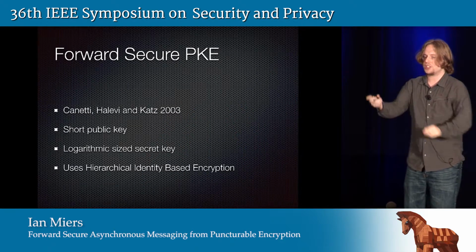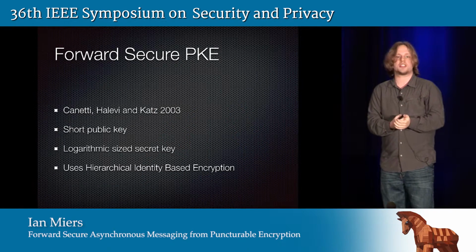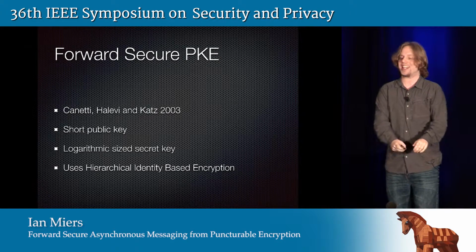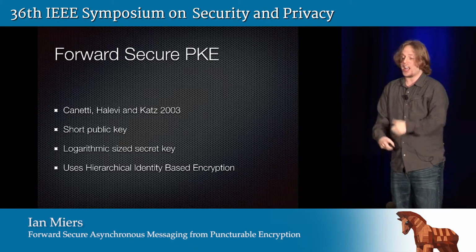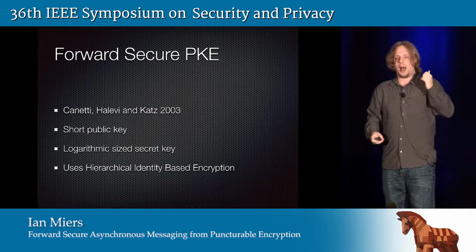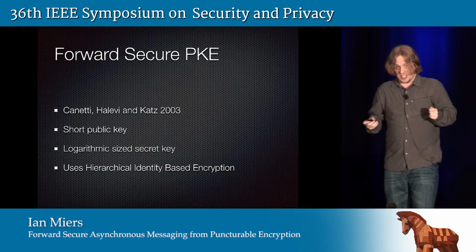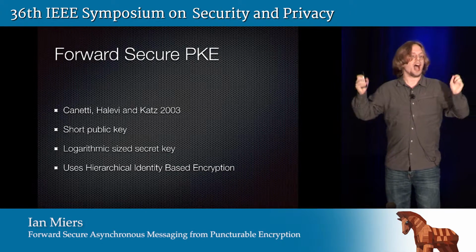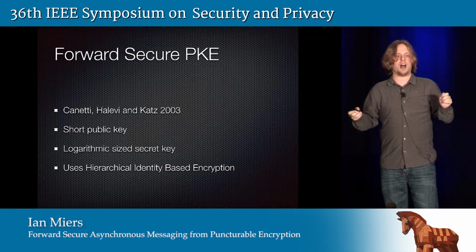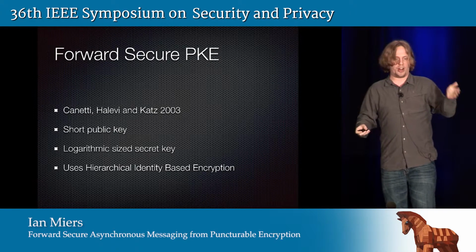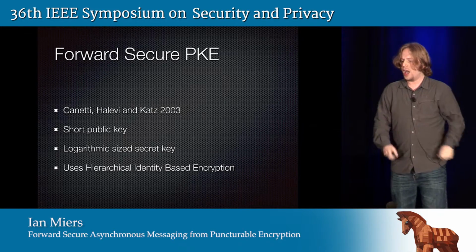So this brings us to the more elegant solution, which is a thing called forward secure public key encryption. This is due to Canetti, Halevi, and Katz from 2003. They got short public keys via that same trick. They got logarithm-sized secret keys, and the way they did this was by using a thing called hierarchical identity-based encryption. So instead of just having identities, you have hierarchies of them, where the key for, say, google.com can derive subkeys for mail.google.com and things like that.